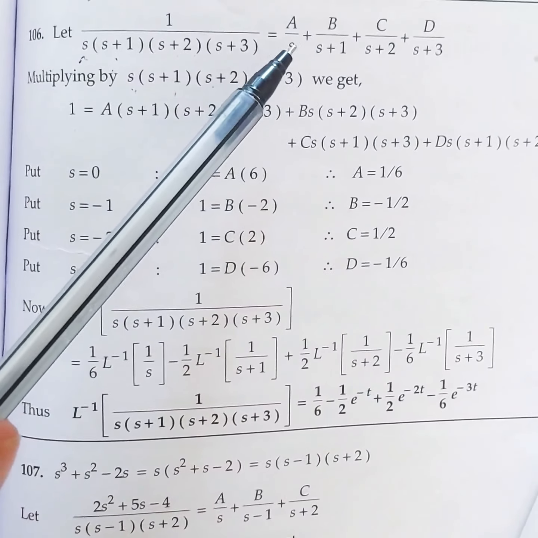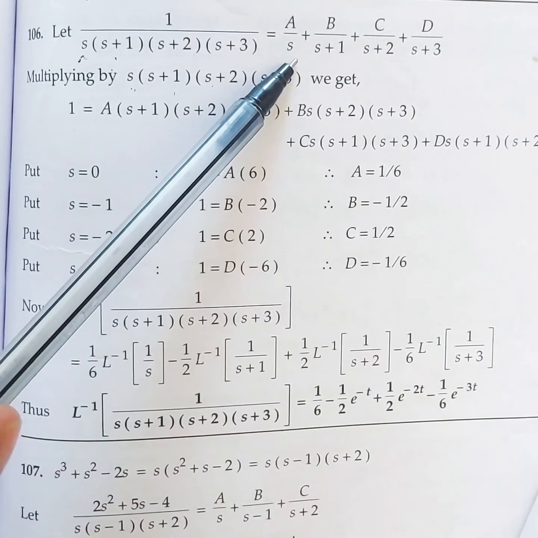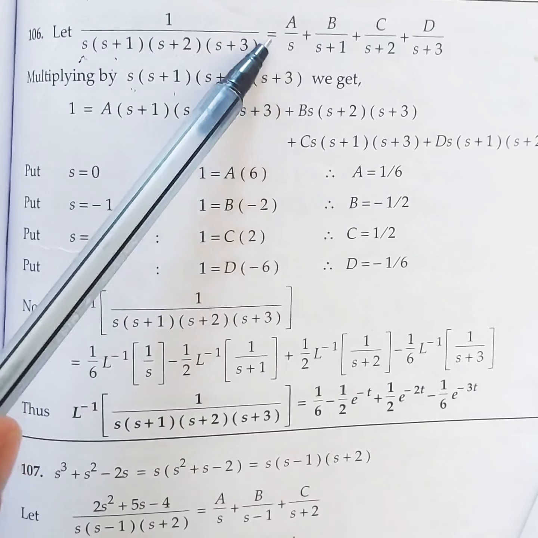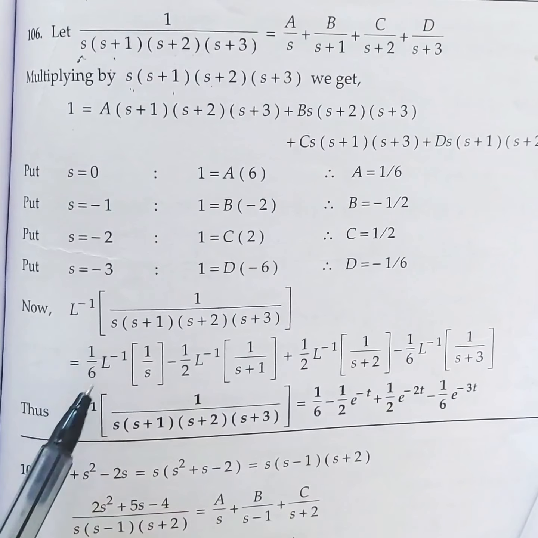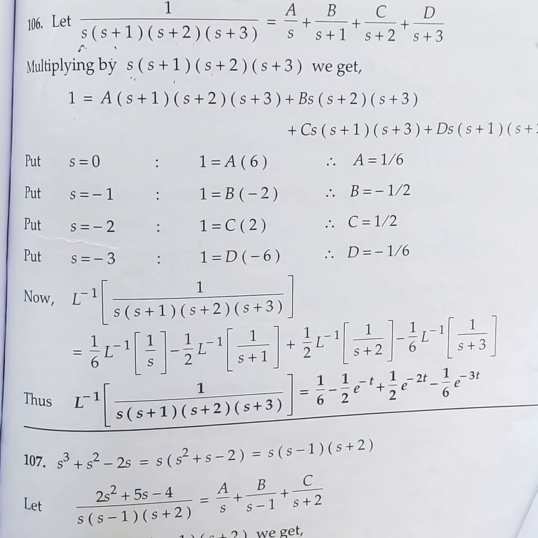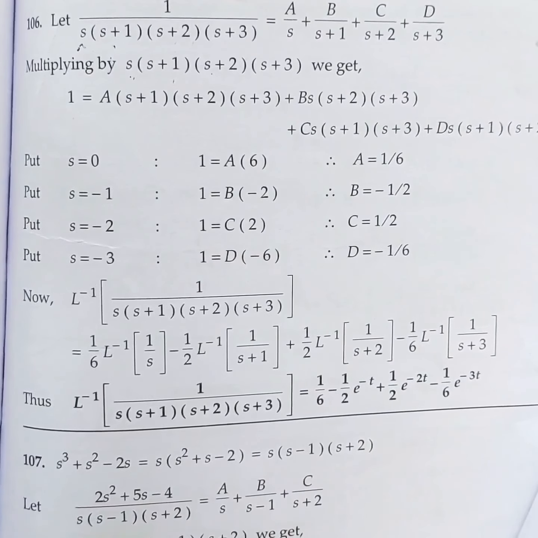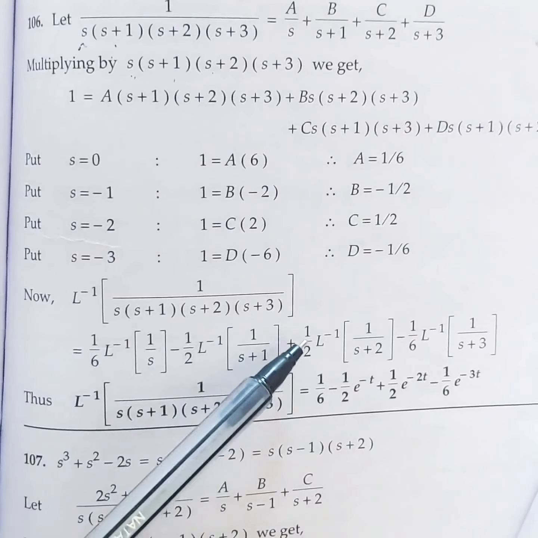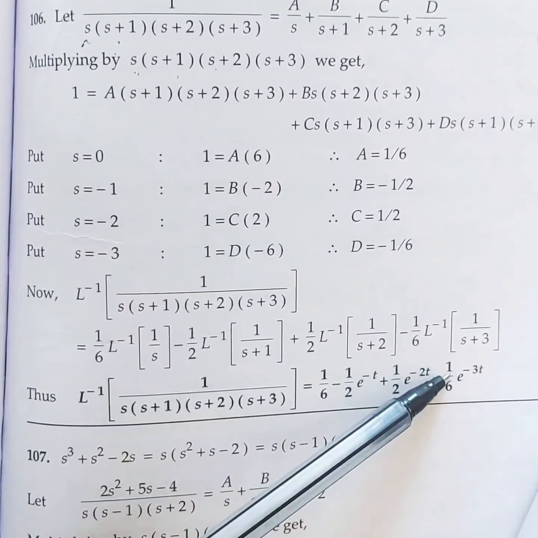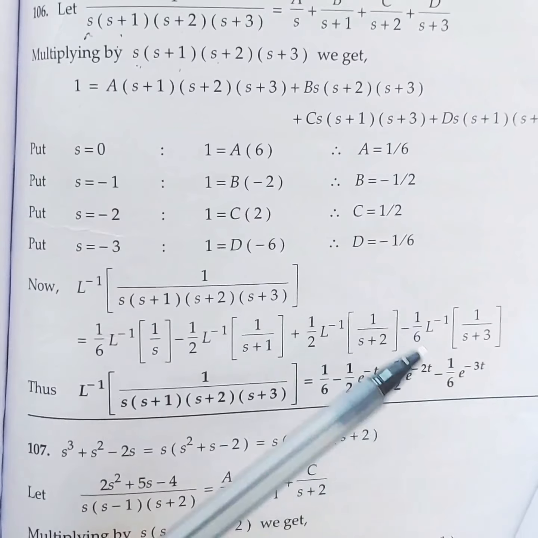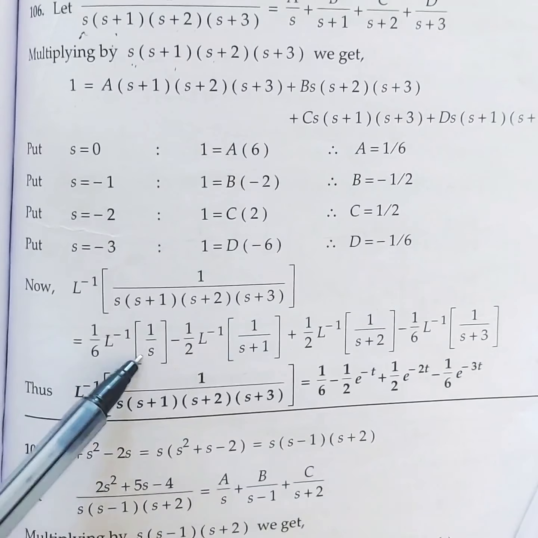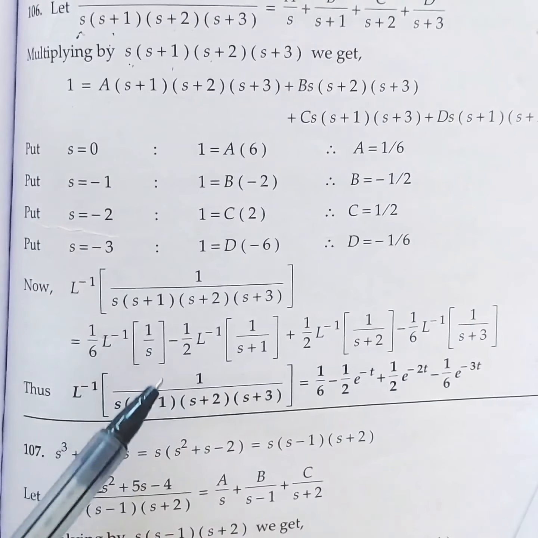You are just going to substitute in this equation. So Laplace inverse of this expression becomes Laplace inverse of this one. Take out the constants. So 1 by 6 into Laplace inverse of 1 by s, then minus 1 by 2 into Laplace inverse of 1 by s plus 1, plus 1 by 2 into Laplace inverse of 1 by s plus 2, minus 1 by 6 into Laplace inverse of 1 by s plus 3. Even if you make a mistake, your mistakes will be along with the corresponding constants, but these formulas are the same. You know your answer in the beginning itself.